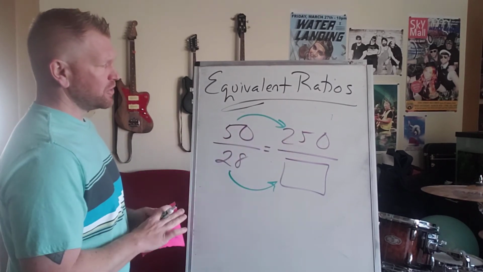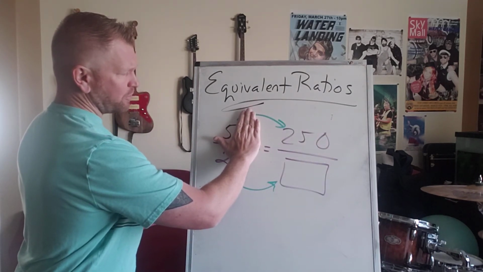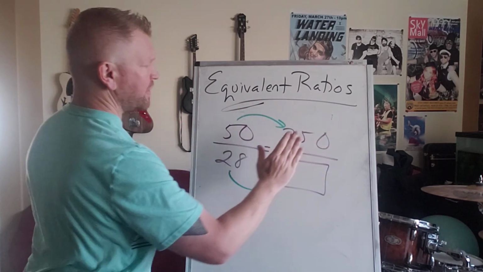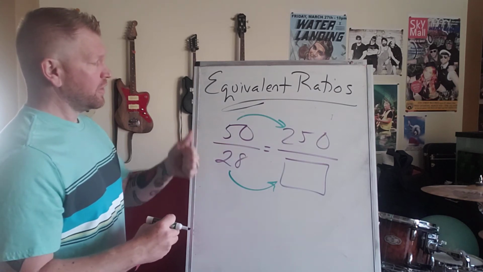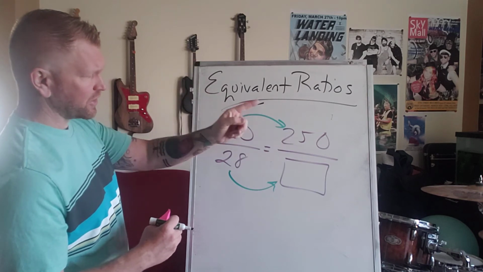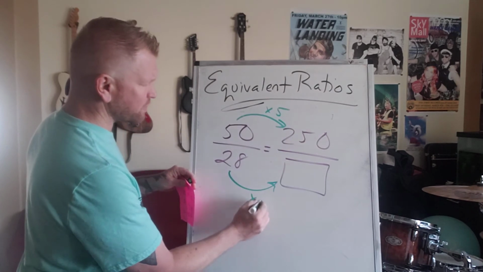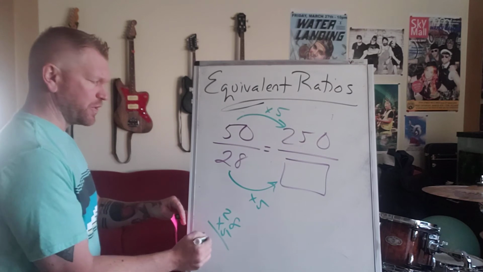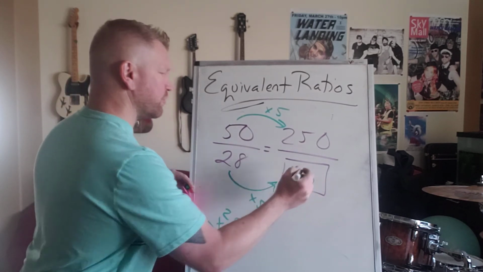So a couple tricks here. You could take off the 0 and take off the 0. How many times would you multiply 5 by to get to 25? 5 times 5 is 25, so it's times by 5. Or you could count on your fingers by 50, so you could go 50, 100, 150, 200, 250. There's 5 of them to get to 250. So I know that this is multiplied by 5, so that means this must be multiplied by 5. So if you don't know what 28 times 5 is, then come down here and figure out 28 times 5. Looks like it's going to be 140, and that's how I know that the blank is 140.